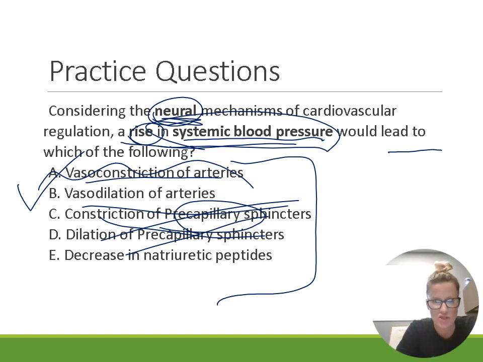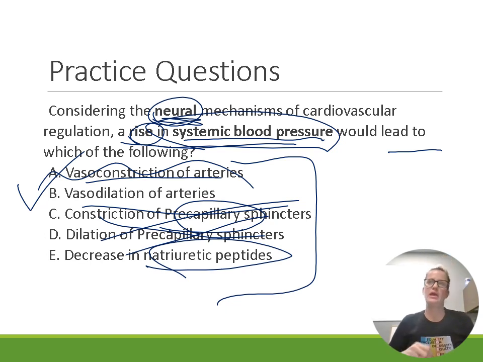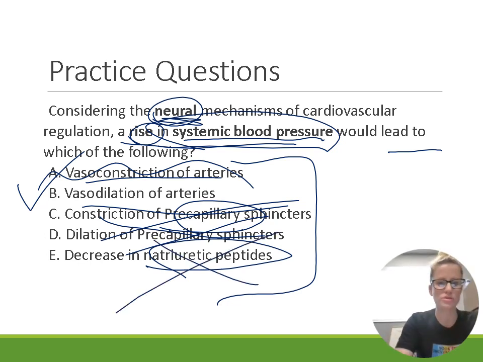Decrease in natriuretic peptides. Natriuretic peptides are involved in hormonal control. Remember, we have hormonal control with the natriuretic peptides ANP and BNP. We also have things like angiotensin and aldosterone. Those are all hormonal control. So those do not have to do with the neural mechanisms either. So B.